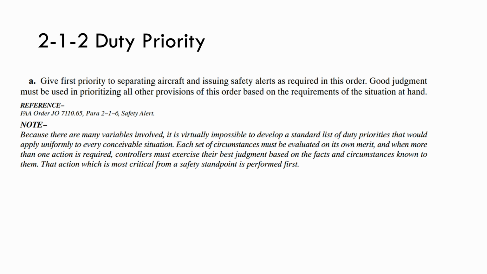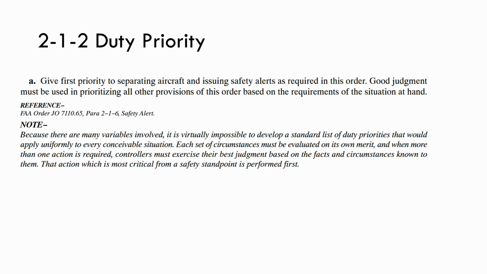Now that we've gotten the mission statement out of the way and we know our primary purpose when we sit down in the chair and plug in, let's make our way to the duty priority. 2-1-2, subparagraph a says, give first priority to separating aircraft and issuing safety alerts as required in this order. Good judgment must be used in prioritizing all other provisions of this order based on the requirements of the situation at hand. Awesome. We can clearly see now that our primary duty aligns with our purpose.